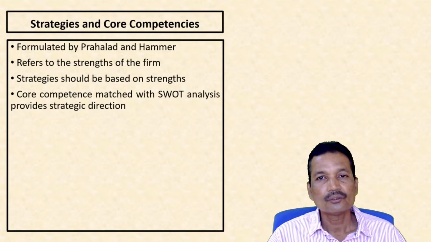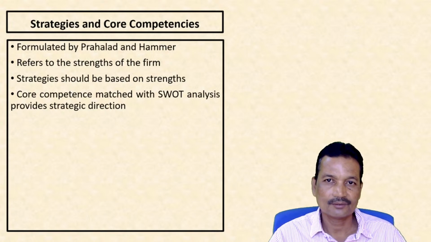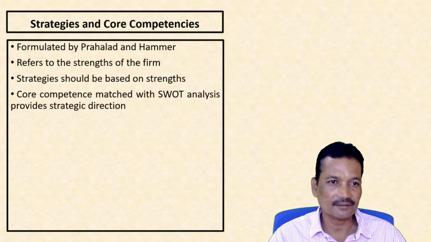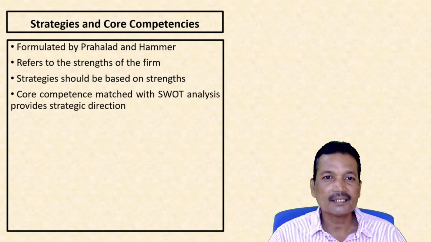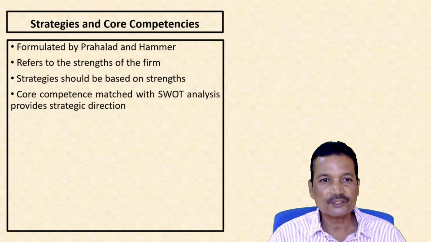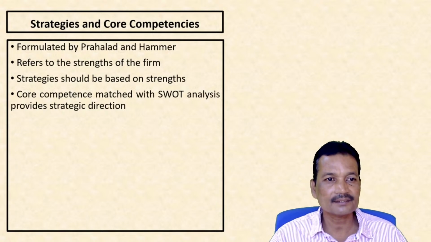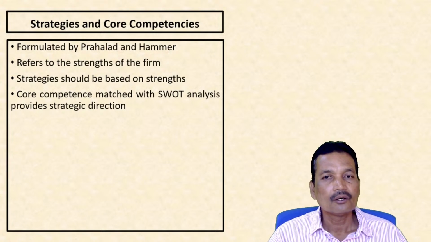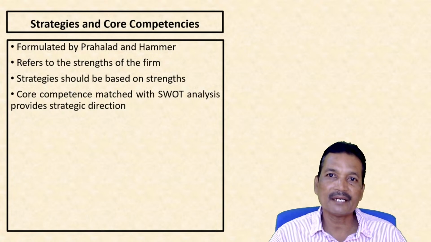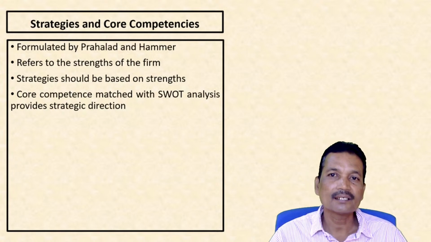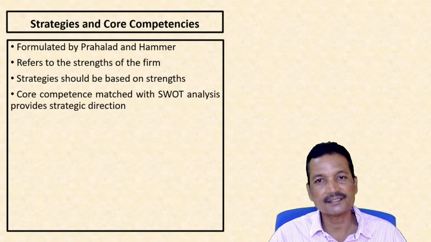So, how are strategies and core competencies matched? And if they are matched, they are definitely helpful for the organization. This was formulated by Prahalad and Hamel. It refers to the strengths of the firm. Just now we said the core competency of Honda is the engines. Now, Honda, based on its engine manufacturing leadership, has prepared strategies where it is going to produce products using motors or engines.